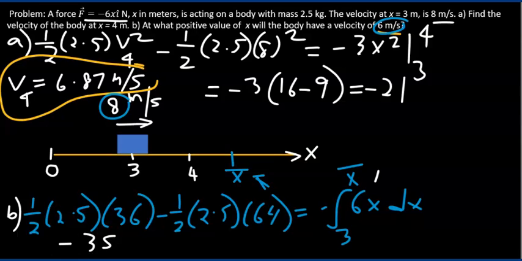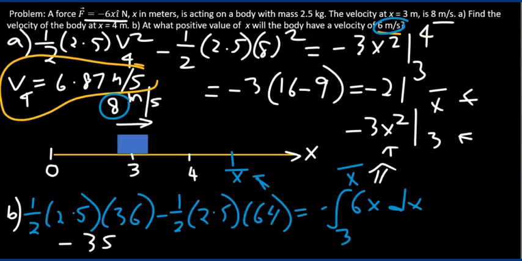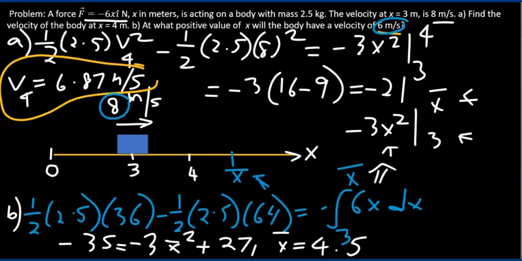Now let's calculate the right hand side. It's going to be minus 3x squared with limits x bar as upper limit and 3 as the lower limit. So substituting these limits in here, you get minus 3x bar squared plus 27. In solving for x bar, you get 4.55 meters, and that is the answer for part B.